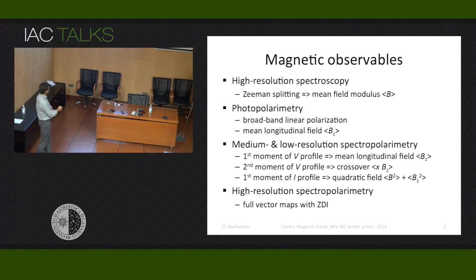So the first moment of Stokes V gives again the mean longitudinal field. And you could say that this first moment characterizes the asymmetric part of the Stokes V profile. Maybe it's worthwhile to remind you what the equation was.